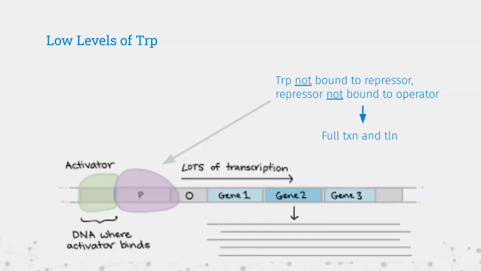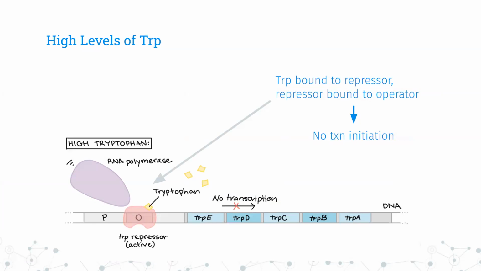With high TRP, if the cell can detect all this TRP in the environment, the repressor, this pink guy, will bind to those TRP molecules and come back to the operator and say, nope, we're not transcribing. So this stops it right at the brim, before transcription can even start. This RNA polymerase, which does a great job of transcribing, can't work if the operator is bound.